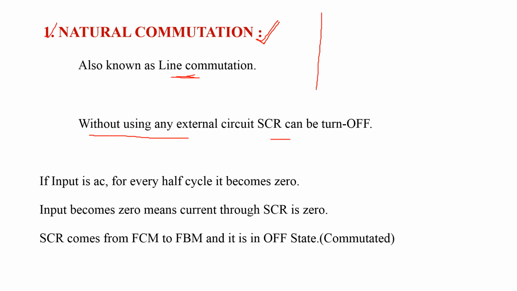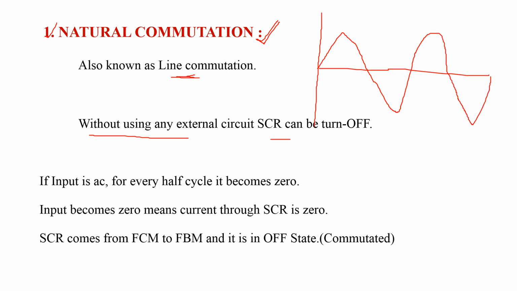If input is AC, this is the waveform for AC voltage. If input is AC, this AC becomes 0 for every half cycle. That is, this is the 0 and this is the ending of the first half cycle. At the ending of the first half cycle, input becomes 0. Similarly, at the ending of the second half cycle, input becomes 0. At the ending of the third half cycle also, input becomes 0. Means for every half cycle, input becomes 0.